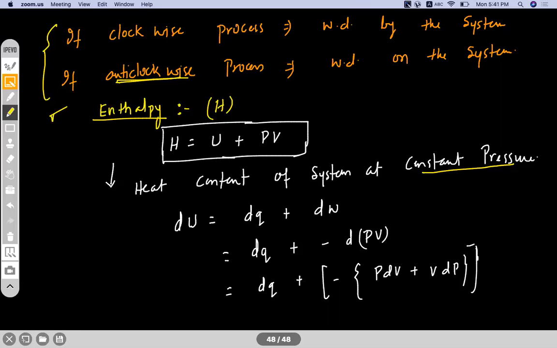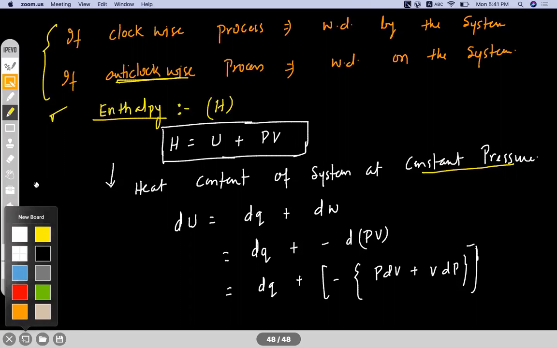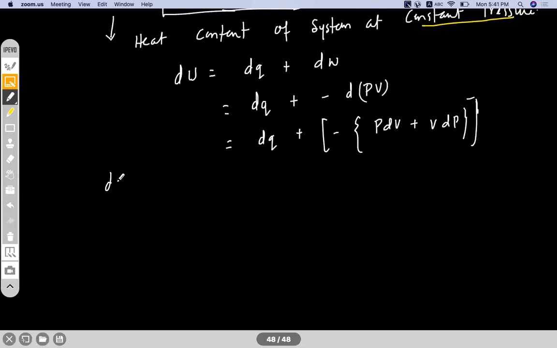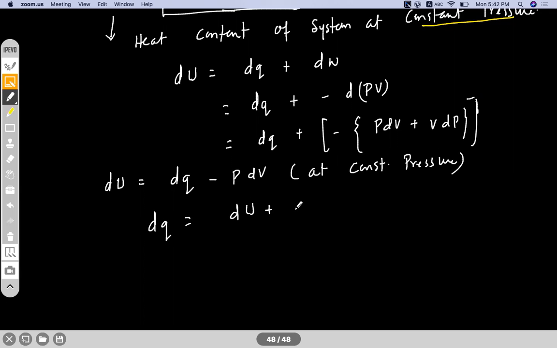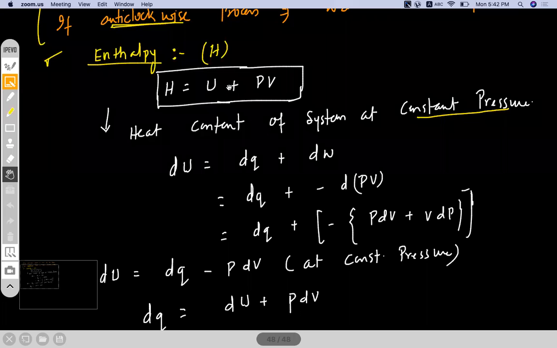So what we can write here, you see, dU is equal to dQ plus, sorry, minus PdV at constant pressure. So what is dQ here? dQ is equal to dU plus PdV. And that is what we have here if you see this expression. dU plus PdV is nothing but dH. dH is equal to dU plus PdV at constant pressure.